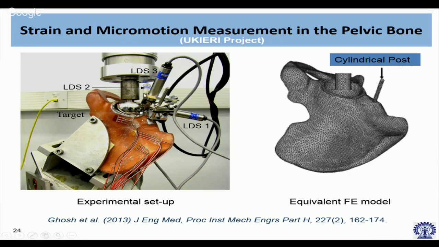Apart from that, we also try to track the movement of the acetabular component, which is an uncemented component. Okay, it is a cementless component press fitted within the acetabulum, and we try to measure the micromotions along 3 orthogonal directions, 1, 2, 3.